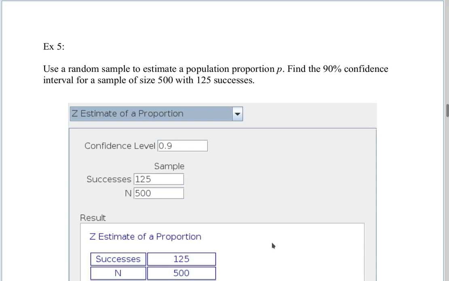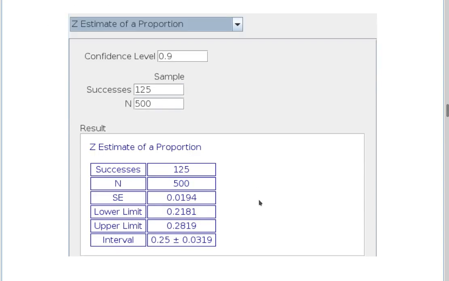In example 5, we can see how to use a z-estimate of proportion inside of GeoGebra to find a 90% confidence interval for a sample of size 500 with 125 successes. So we can see down here that there's the lower limit, the upper limit, and then shown in interval form as well.